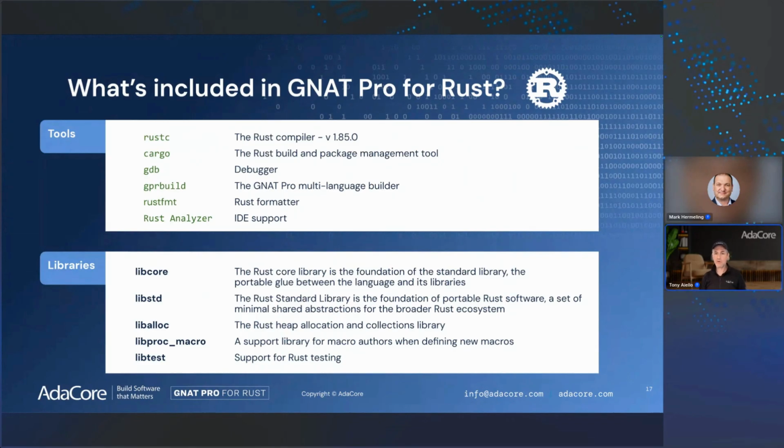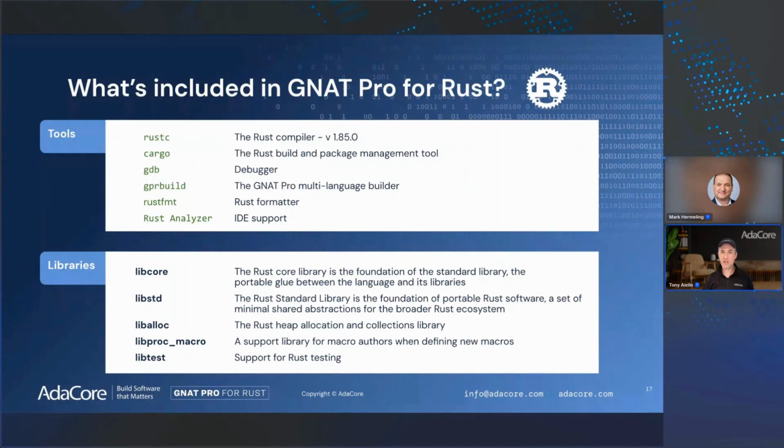We include GPRbuild. This is the GNAT Pro multi-language builder. So if you have an Ada application and you want to bring a Rust library into that Ada application, we've made this experience smooth for you through GPRbuild.